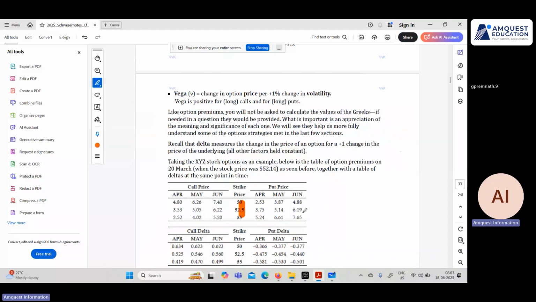Right. So for strike prices of 50, 52.5, 55, if I have to say what the call price of June 50 is, the language goes as: the call price of June 50 is 7.4.